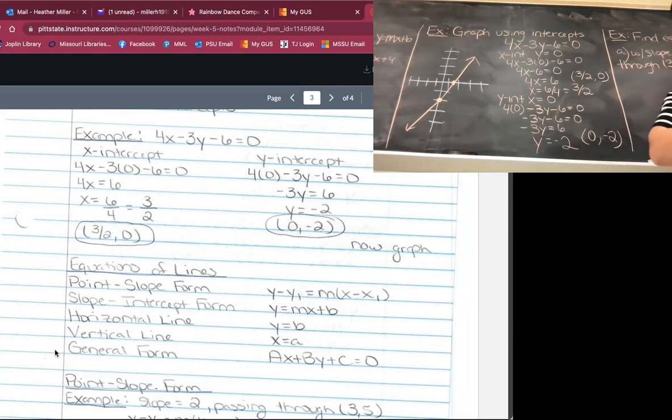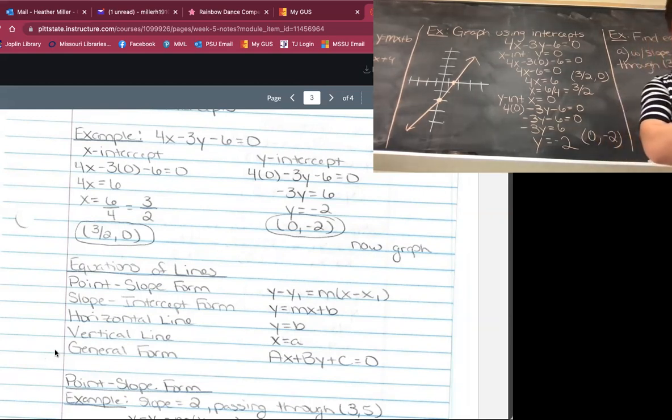The slope intercept form, I told you that's always your goal to get to. That's the y equals mx plus b. You have your horizontal line equation, which is y equals b. You have your vertical line equation, which is x equals a. And your general form, which is ax plus by plus c equals 0.